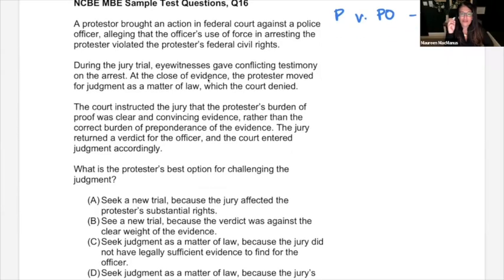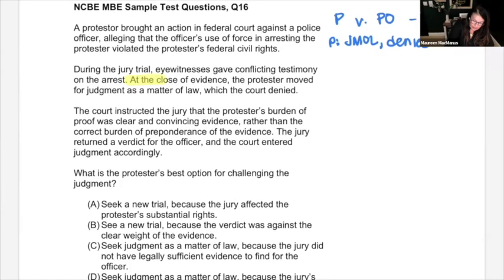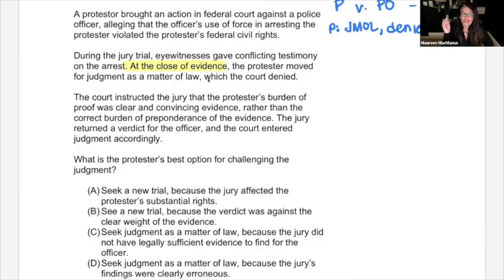During the jury trial, eyewitnesses gave conflicting testimony on the arrest. At the close of evidence, the protester moved for JMOL, which the court denied. When there are motions being filed, I always put, okay, protester filed a JMOL, it's denied. And that was at the close of evidence, so that was timely, because you file it before it's given to the jury. So close of evidence, it's denied, and it was timely. The court instructed the jury that the protester's burden of proof was clear and convincing evidence rather than the correct burden of preponderance of the evidence. So this is a huge problem.